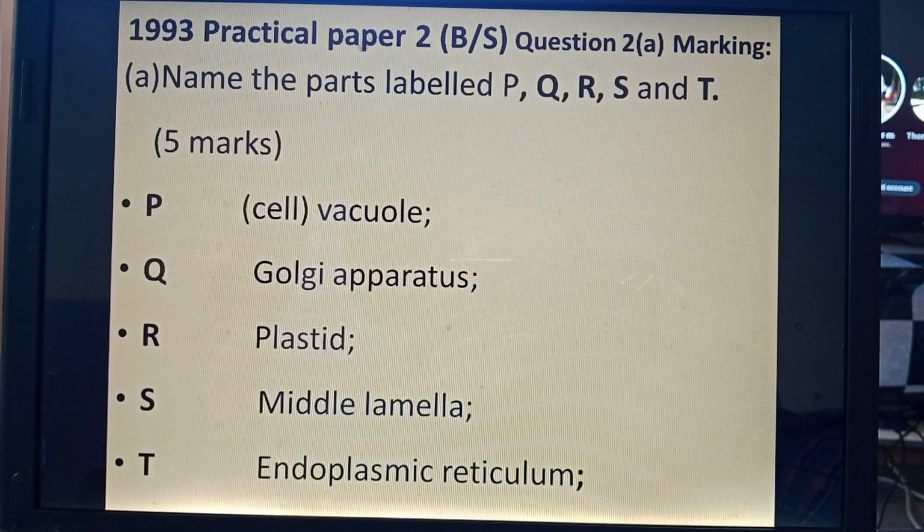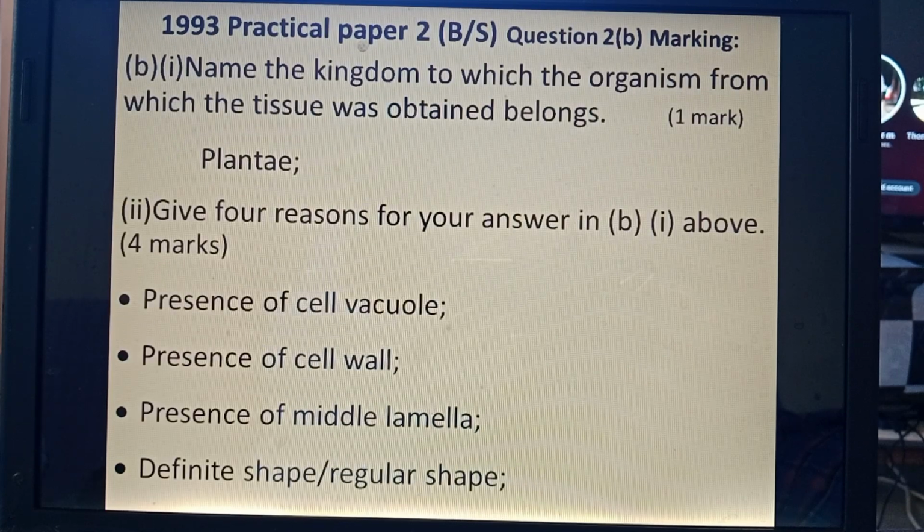Marking question 2A. Name the parts labeled P, Q, R, S, and T. P is cell vacuole. Q is Golgi apparatus. R is plastid. S is middle lamella. T is endoplasmic reticulum. Name the kingdom to which the organisms from which the tissue was obtained belongs. Plantae. Give 4 reasons for your answer in B1 above. Presence of cell vacuole, presence of cell wall, presence of middle lamella, definite shape or regular shape.